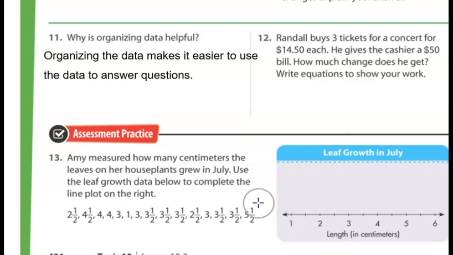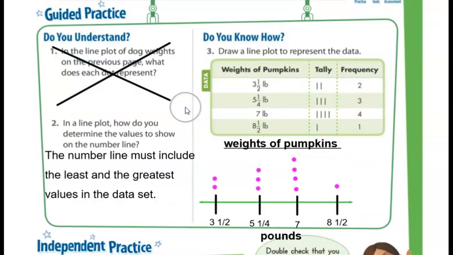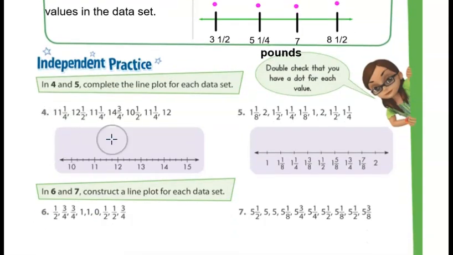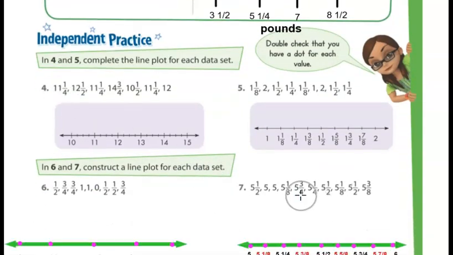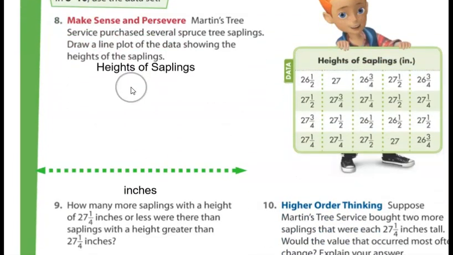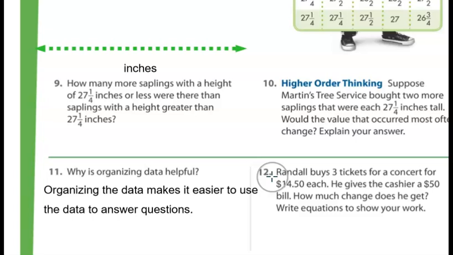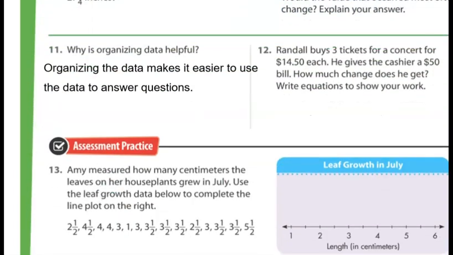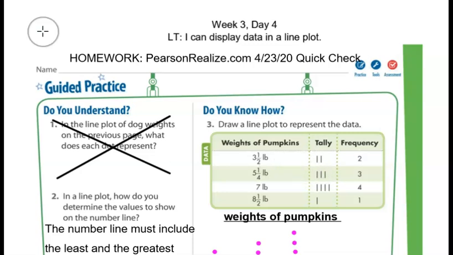All right, so at this point, you are going to be working on this assignment. You have these 4 questions on the front, 4 through 7, that you want to make sure you're completing the line plot or constructing a line plot and plotting that data. Just a reminder, I have these 2 lines drawn out for you, so you can use that information to help you. And then on the back page, you're going to be completing numbers 8 through 10, number 12, and then also number 13. When you finish this assignment, you're going to go to pearsonrealize.com and you're going to be doing the lesson that is 42320 Quick Check.